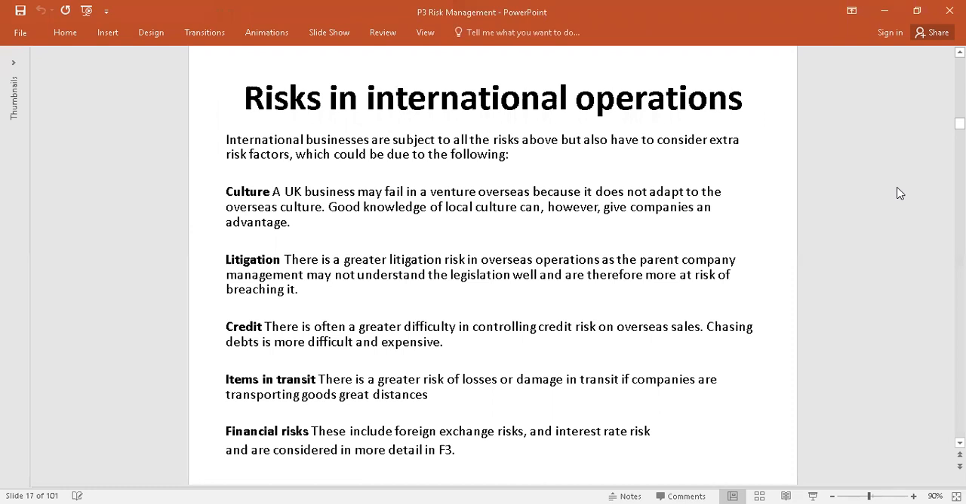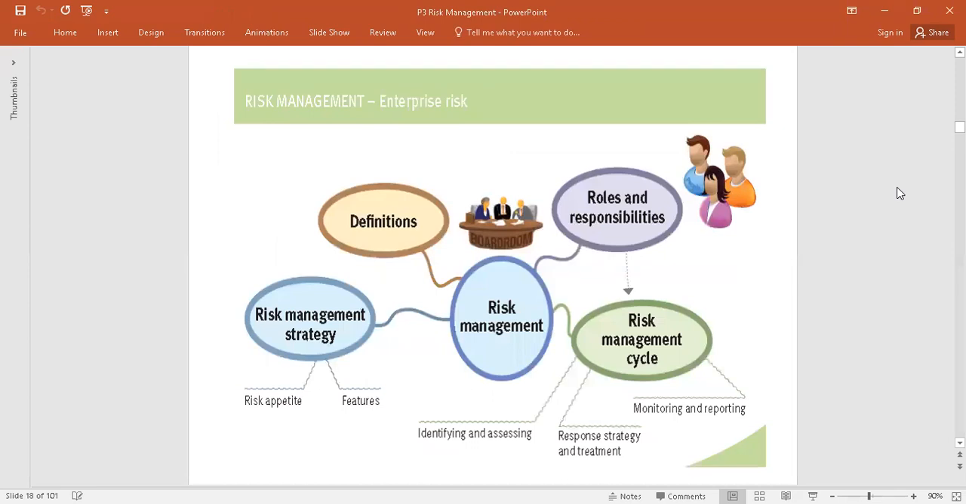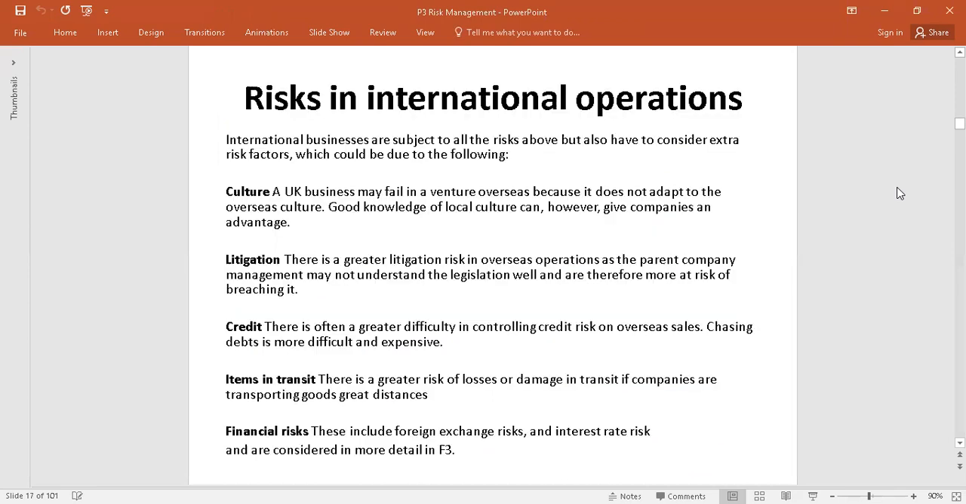We'll do this part of it, risks in international operations, and then take a break. Come back and do what is the risk management process. The risks in international operations: culture, litigation, credit, items in transit, and financial risk.